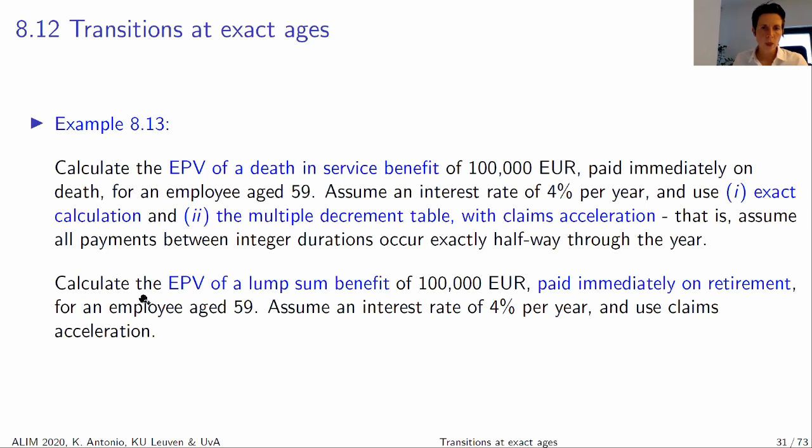So let me go back. What we now want to do is look at the EPV of a lump sum benefit of 100,000 paid immediately on retirement for an employee age 59. And again, the interest rate is 4% per year, and we're going to use claims acceleration. So that means we're going to work again in discrete time. So if we think about that, how would we sketch that lump sum benefit payable on retirement?